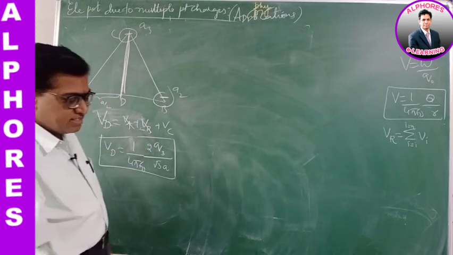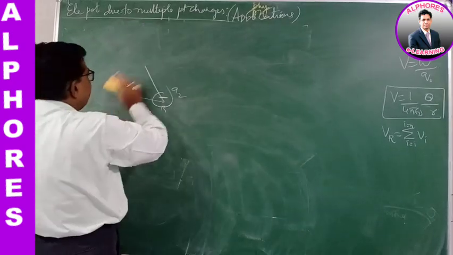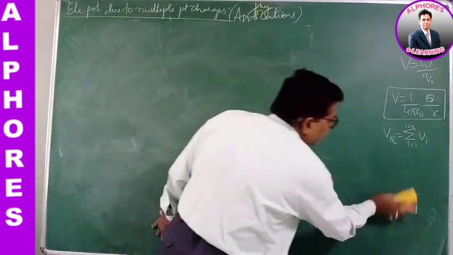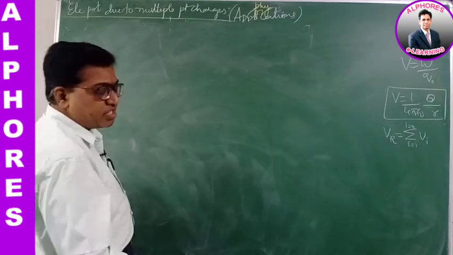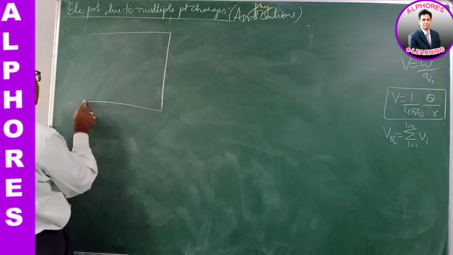These are the cases he is going to ask you, with the equilateral triangle, the various possible things I am telling you. Similarly, let us take the various possible cases. If there are four charges on the vertices of a square, like this.